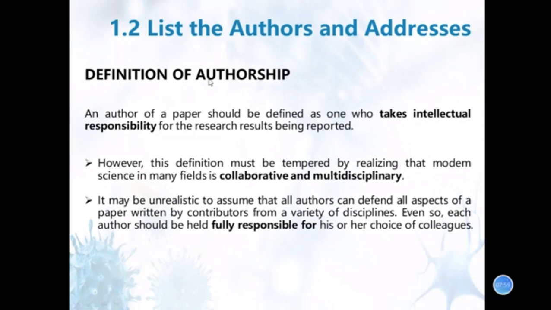Another thing about the definition of authorship we should also know. An author of a paper should be defined as one who takes intellectual responsibility for the research results being reported. However, this definition must be tempered by realizing that modern science in many fields is collaborative and multidisciplinary. So perhaps now there are a lot of authors in my paper. It's real.